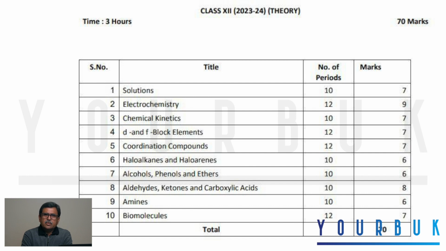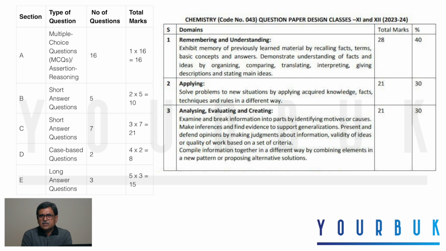Next, if you look at the structure of the question paper, there will be 33 questions this year and there will be 5 sections. Section A has multiple choice questions, and in this section there will be 16 questions. Out of 16, 12 questions are multiple choice with one correct option, and 4 questions are assertion-reason based. There will be no choice in this section, so you have to attempt all 16 questions.